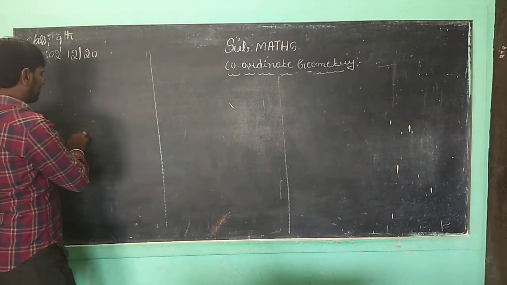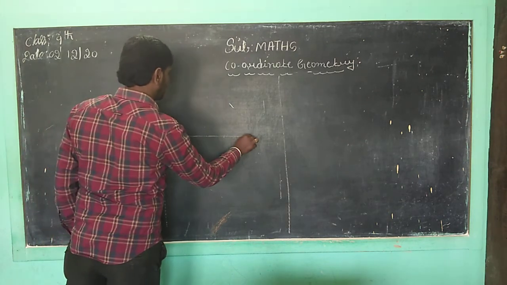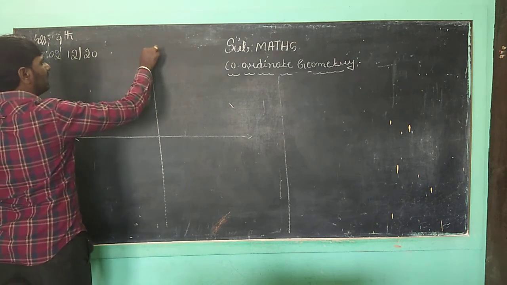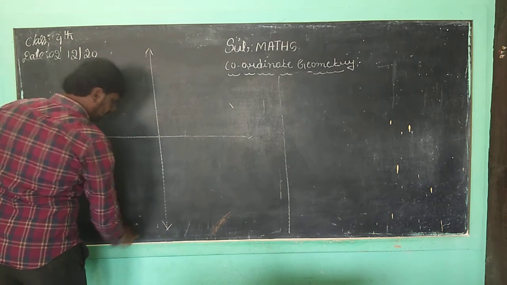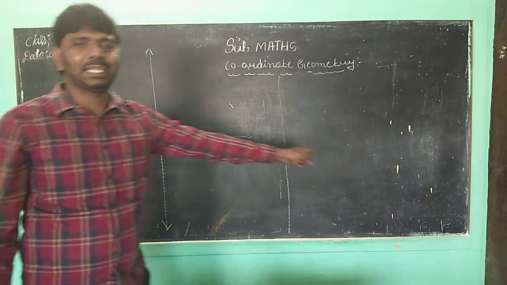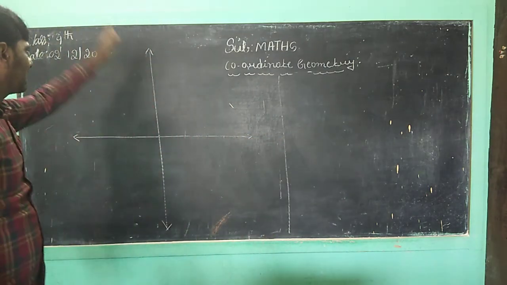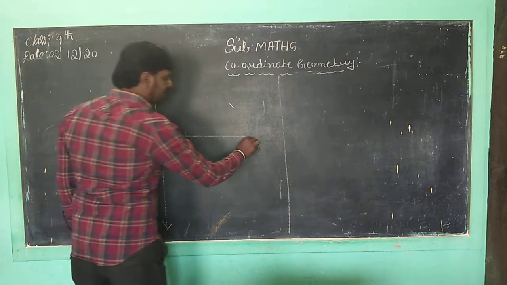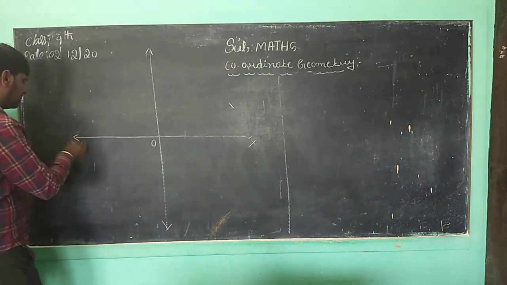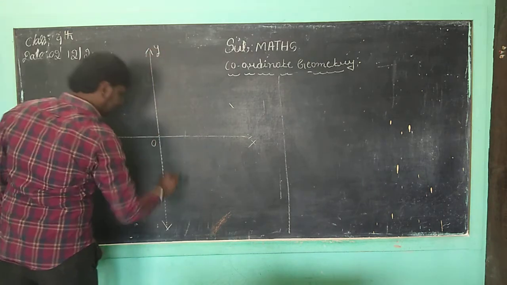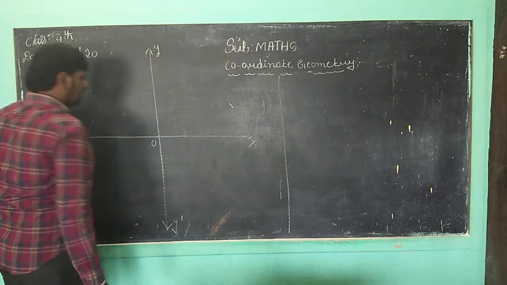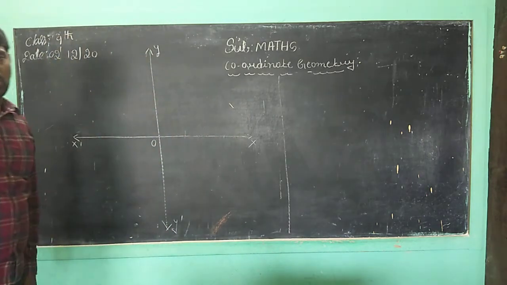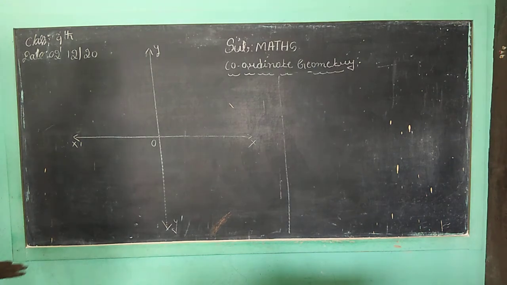This is the introduction. Children, here there are two axes. This horizontal line we call the x-axis. The vertical line we call the y-axis. Correct, children? The horizontal line is the x-axis, and the vertical line is the y-axis.